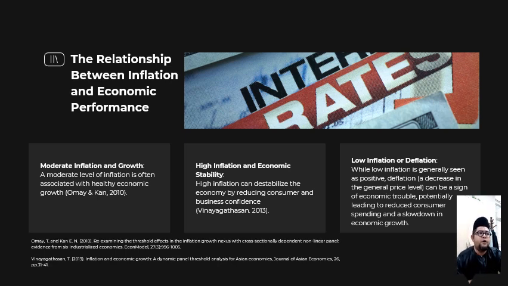inflation or deflation. While low inflation is generally seen as positive, deflation, however, a decrease in the general price level, can be seen as an economic trouble, potentially leading to reduced consumer spending and a slowdown in economic growth. Low inflation or deflation we can see during the COVID-19 crisis, where it reduced consumer spending and affected the economic growth itself.